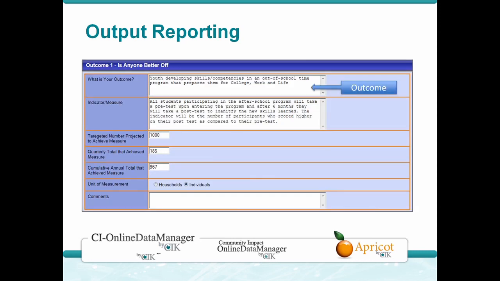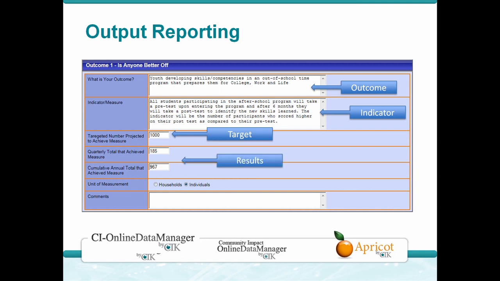This is the outcome reporting. The outcome was, again, youth developing skills competencies in an out-of-school time program that prepared them for college, work, and life. The indicator, the pre and post-test every 3 months. And the target, this agency said 1,000, or 33% of their kids would do better on the post-test. This quarter, 185 did better for a total of 967 that did better during the year, because again, this is the fourth quarter report that we're looking at.